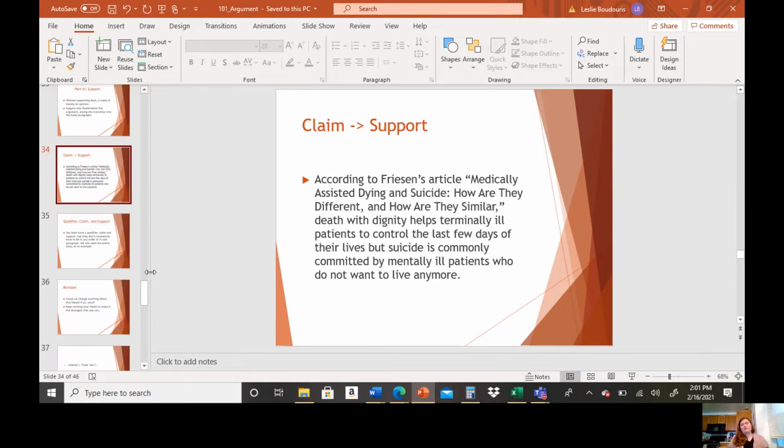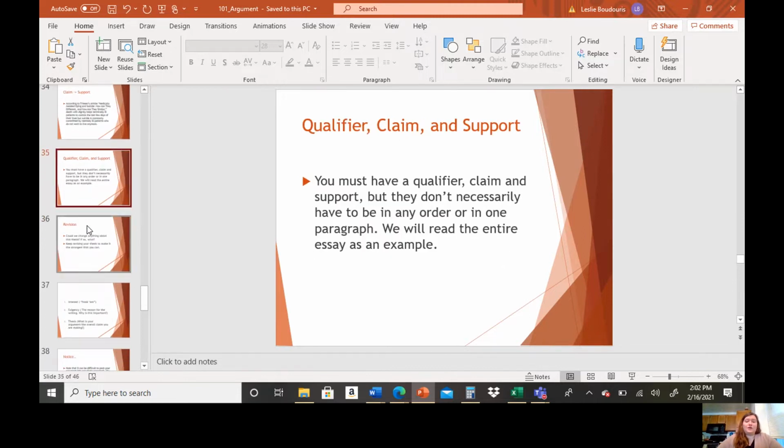Again, you can play around with it. It doesn't have to be in the exact order. It doesn't have to be exactly how she does it in the example essay, but this is an example of how it could be done. And so you must have those, but not necessarily in order, like I just said.